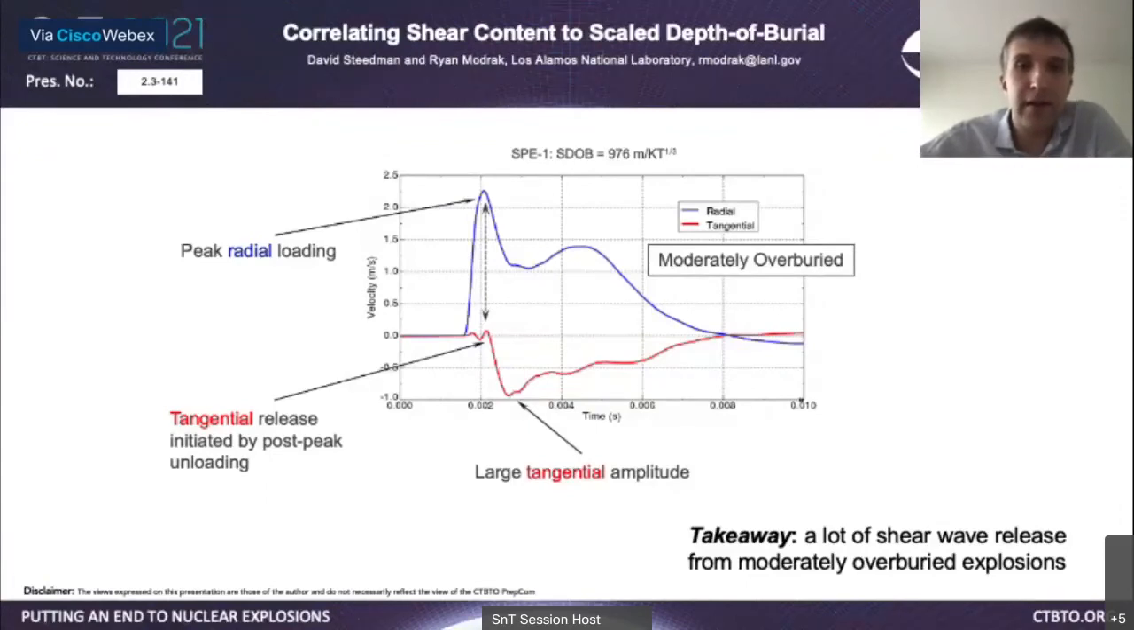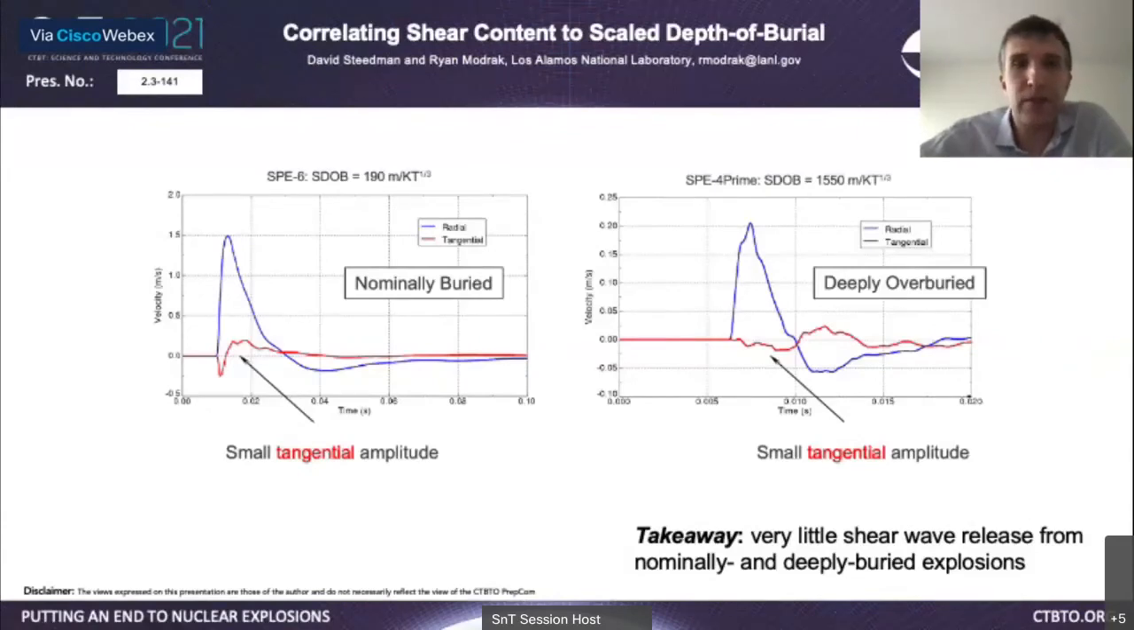And one thing that jumps out is that the maximum compressional motion on the radial component coincides closely with the onset of shear motion on the tangential component. And so the takeaway here is that there is a strong temporal correlation between compressional and shear wave generation. And overall, there is a fairly large tangential amplitude. There's a fairly large amount of shear wave energy being released.